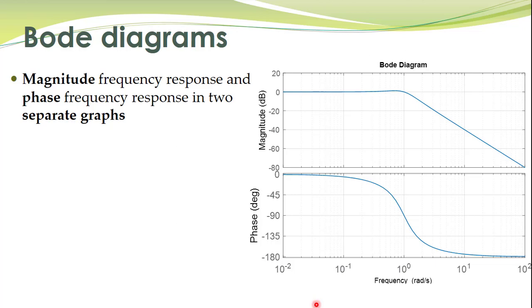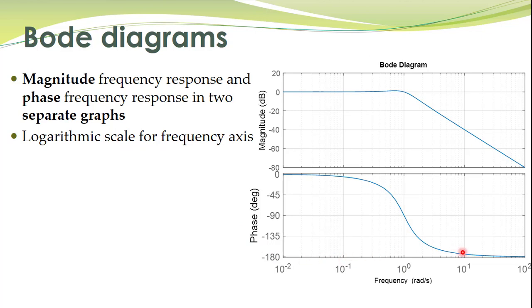Bode diagram is a graphical representation for the frequency response of a system. In Bode diagrams, you have two graphs, one which plots the magnitude response of the system, and the second one which plots the phase response of the system. So you have two separate graphs in Bode diagrams, and this horizontal axis is logarithmic scale. This is not a linear scale, it is a logarithmic scale on the horizontal axis.